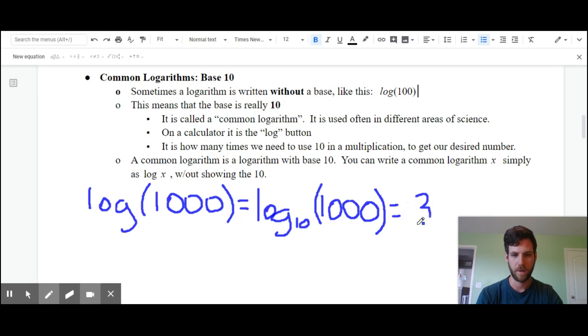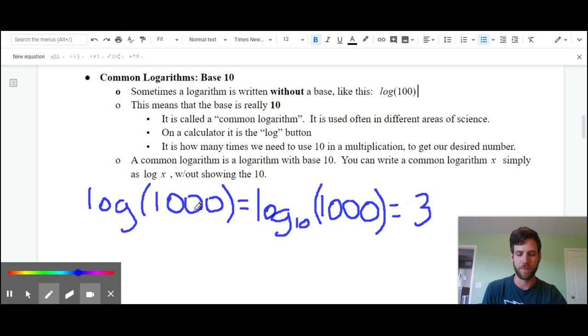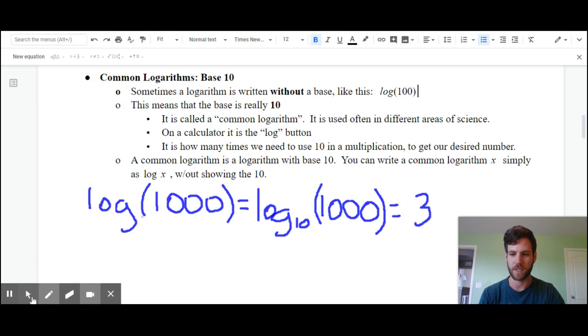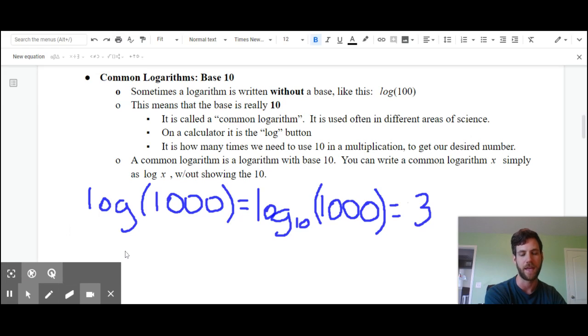And that's really all you need to know about common logarithms. Just remember that whenever you see just a logarithm like the one I've drawn right here, the base is actually a 10, and you can just think of that 10 being there and evaluate that logarithm as if it was there the whole time.